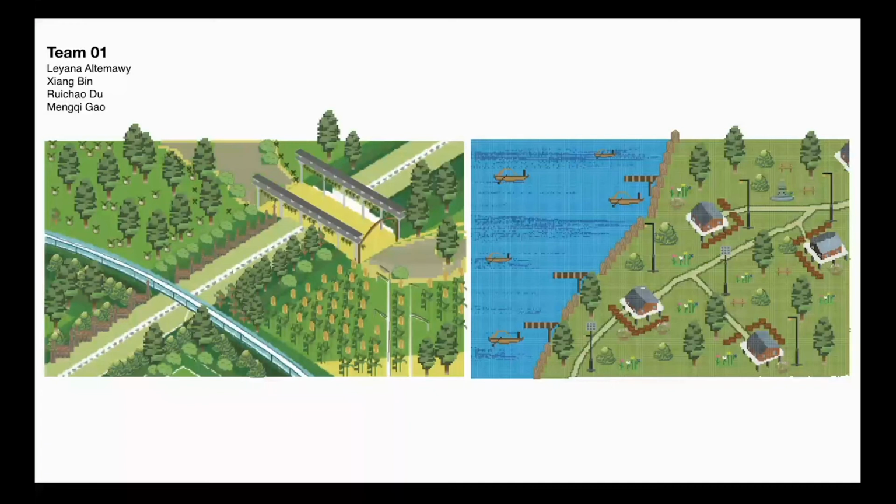For the axonometrics, these are the two important parts in our site. The first is the new corridor.